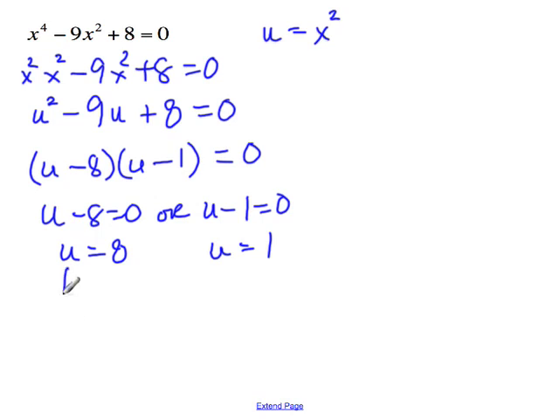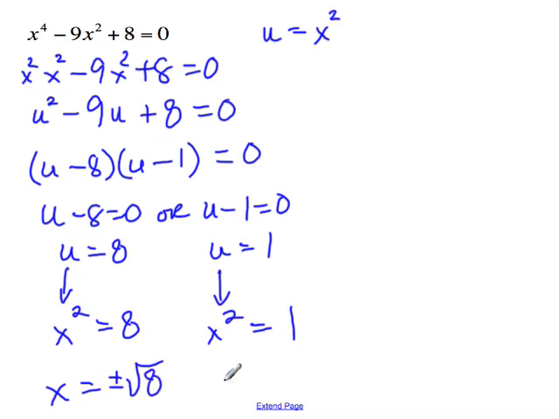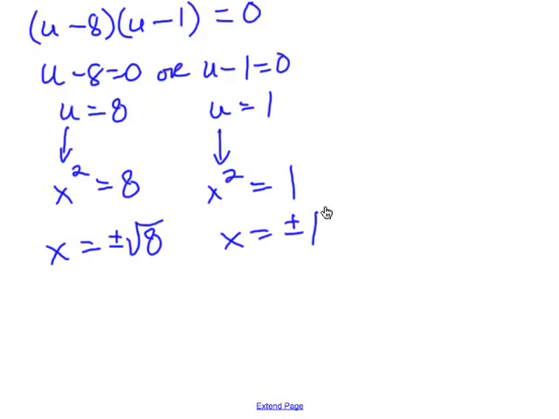So instead of u there, it's going to be x squared is equal to 8. Instead of u here, it's going to be x squared is equal to 1. And notice here I've got a quadratic equation again that I can solve by the principle of square roots. I'll square root both sides, making sure I put my plus or minus on this one. Square root both sides, again making sure I put a plus or minus there. Okay, so my answers then are plus and minus 1 and plus and minus root 8.